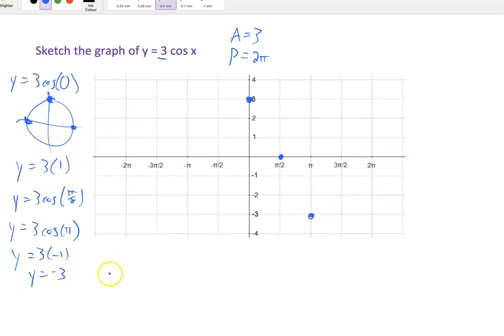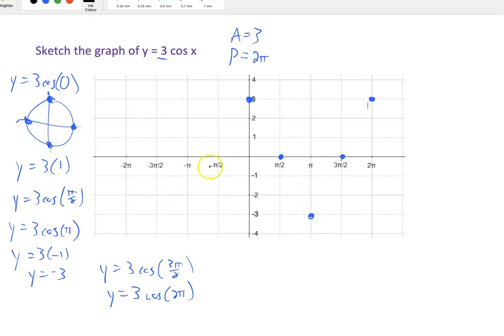If I put in 3 pi over 2, y equals 3 times the cosine of 3 pi over 2. Well, where am I now? Down here. Again, that's 0, right? So this is 0. 3 times 0 is 0. I'm back at 0. And if I finish up with 2 pi, y equals the cosine of 2 pi. Well, at 2 pi, I'm back over here. We said that was 1 before. I'm back at 3. So at 2 pi, I'm at 3.